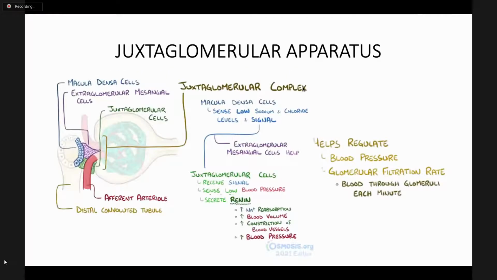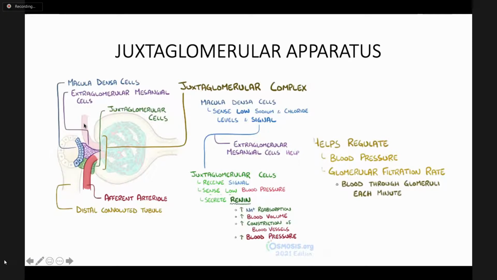Okay, now the juxtaglomerular apparatus. What is the juxtaglomerular apparatus? Juxta means close to, or beside, next to, something like that, the glomerular apparatus. So juxtaglomerular means next to the glomerulus. So this is the glomerulus, and this is the juxtaglomerular apparatus, just next to the glomerulus.